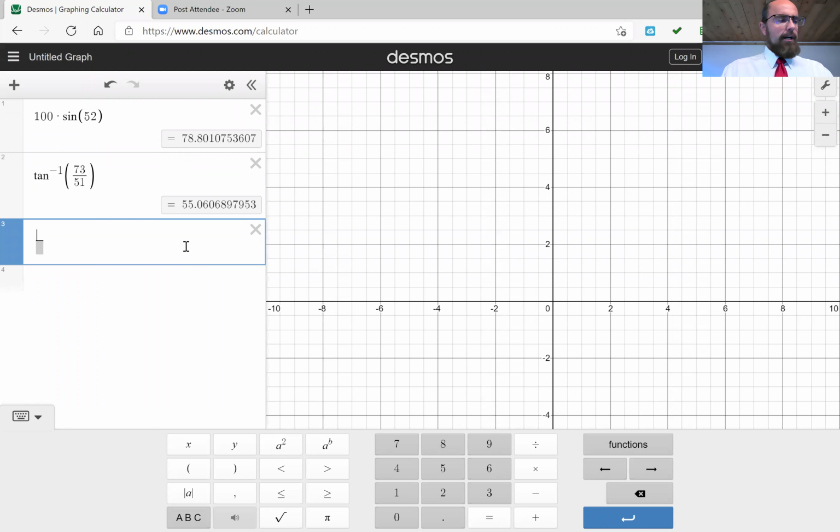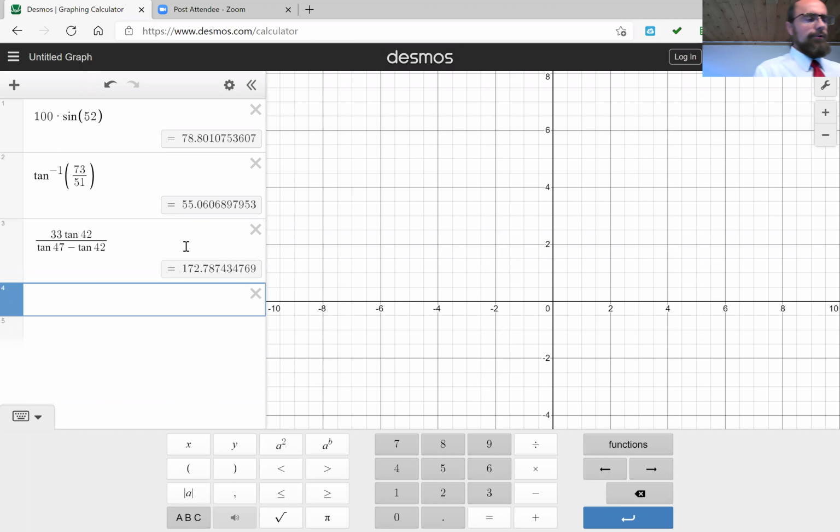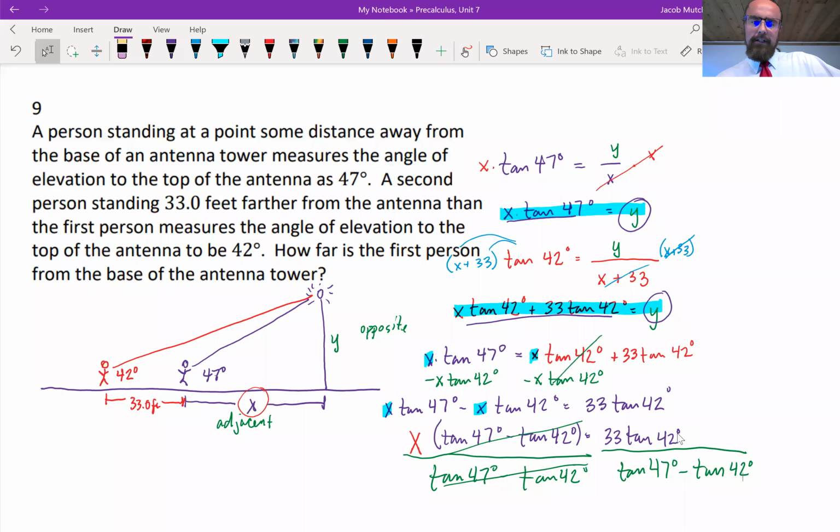Let's take it over to Desmos. So our setup here is fractional. It's 33 times tangent of 42 degrees over tangent of 47 degrees minus tangent of 42 degrees. And that's giving us right away 172.79 feet. We'll take it back to the note screen to finalize. Again, we had solved for x there. X equals 172, and we'll round to the nearest tenth, 0.8 feet.